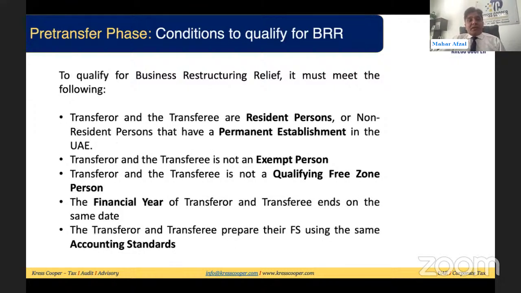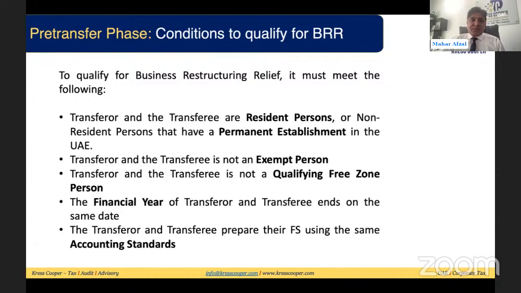Then the transferor and transferee should be resident persons, or a PE of a non-resident person. A non-resident person itself cannot enjoy business restructuring relief, whether as transferee or transferor. The transferor and transferee should not be exempt persons, nor qualifying free zone persons. Both parties must have the same financial year ending and follow the same accounting standards. If all these conditions are satisfied, they can enter into a transaction and enjoy the business restructuring relief.